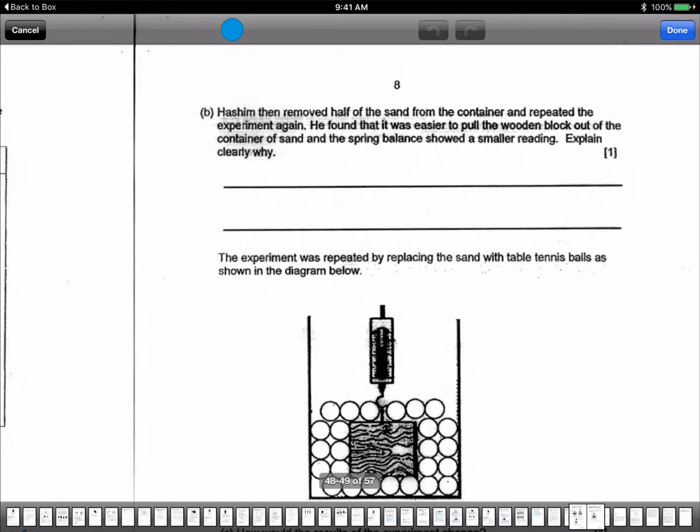Nothing to do with mass. Wrong. It's not weight. Wrong. It's less friction. Yes, it's friction. It's about friction. Okay, so there is less friction. Because the sand is covering the box, so there will be less friction. So there is less friction, so it's easier to pull. Yeah, between the block and sand.